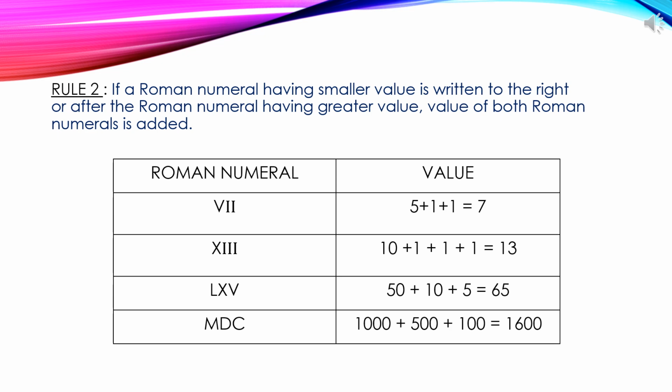Next term, MDC. Here M denotes 1000, D denotes 500 and C denotes 100. That is 1000 plus 500 plus 100 equals 1600. In this similar manner, we will solve the next terms.